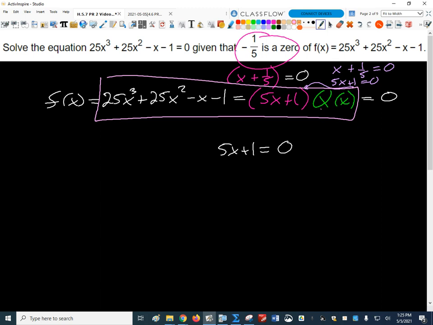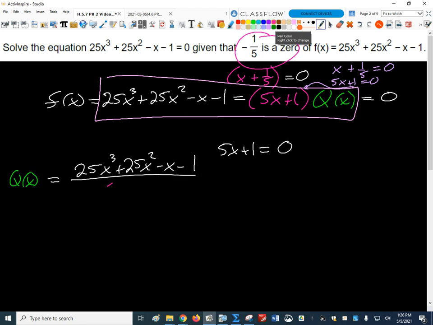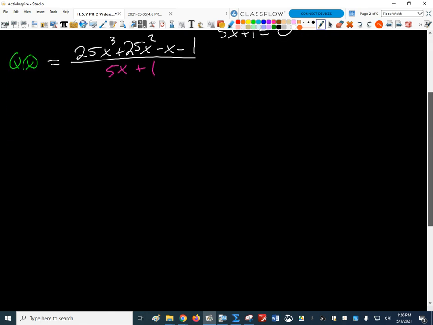Okay. So then we end up with q of x equals 25x cubed plus 25x squared minus x minus 1, all divided by 5x plus 1, right? And we can do that synthetically. We can do that using long division if we want to. It's fine. But we can also do that synthetically.